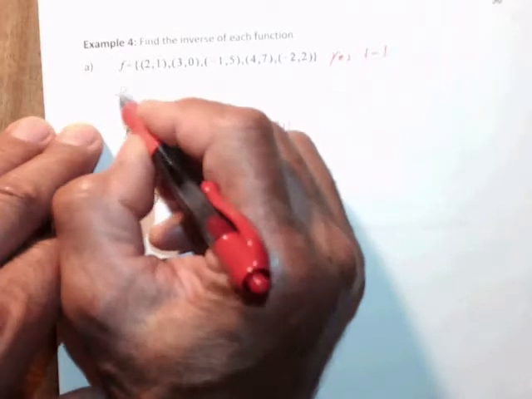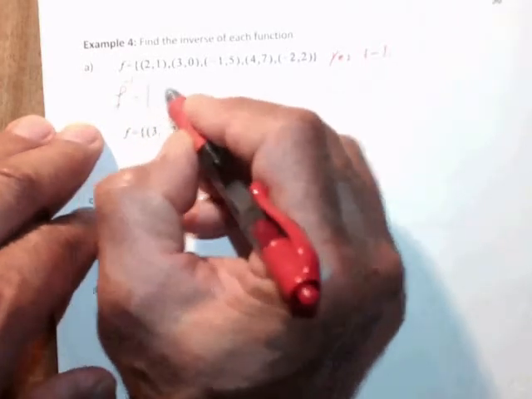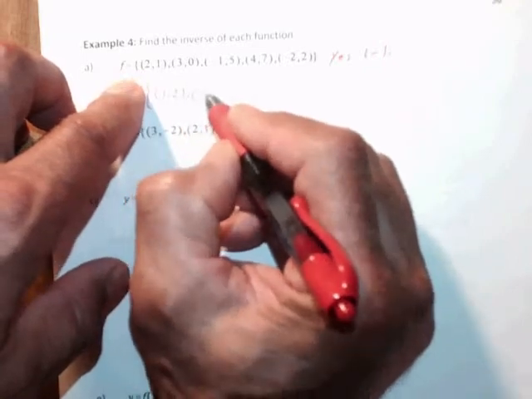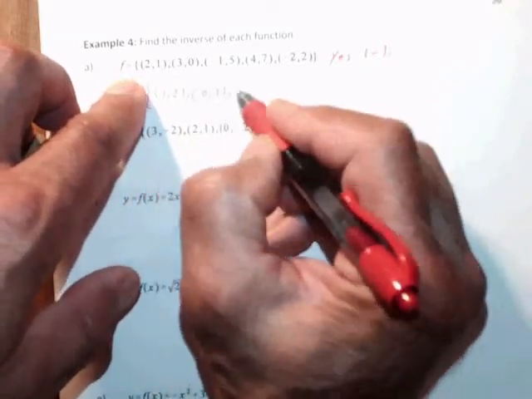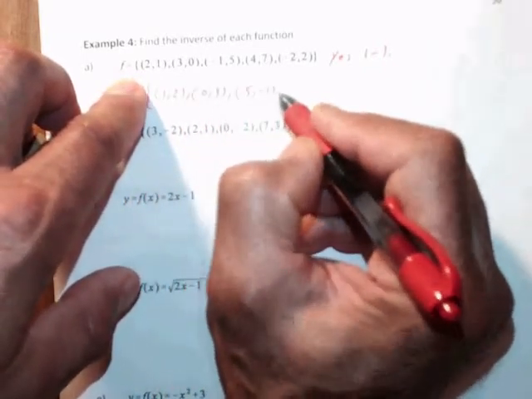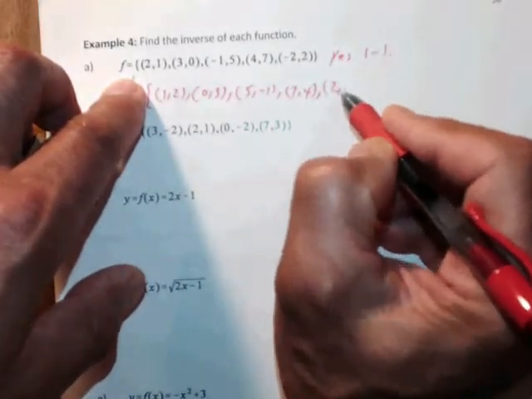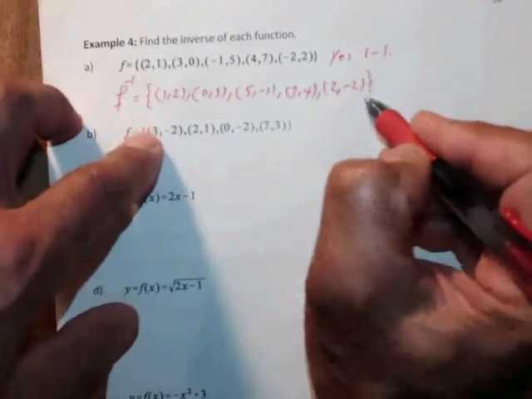So F inverse is just switch everything. See, 1, 2, 0, 3, 5 and negative 1, 7 and 4 and 2 and minus 2. That's the inverse function.